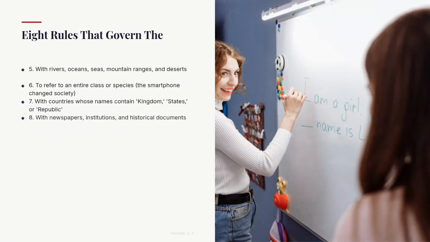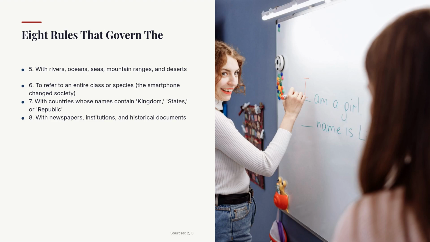Preply identifies 8 core rules that capture the vast majority of definite article usage in English. Some of these are intuitively obvious to native speakers. We never say "sun rises in east," we say "the sun rises in the east." But for learners, these rules represent years of practice. Notice rules 5 through 8. These are the ones that most frequently trip up even advanced learners.